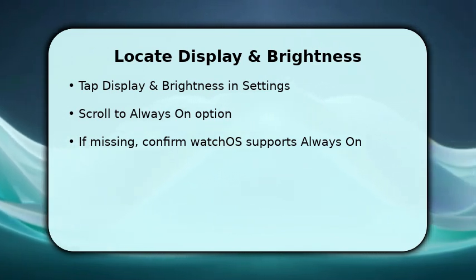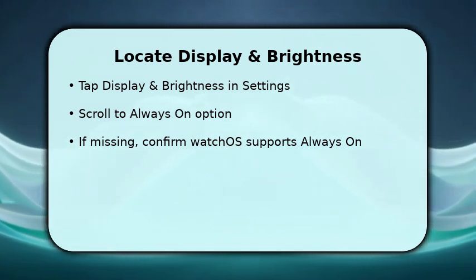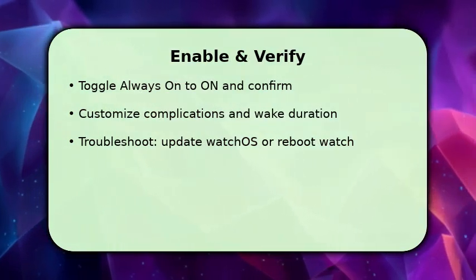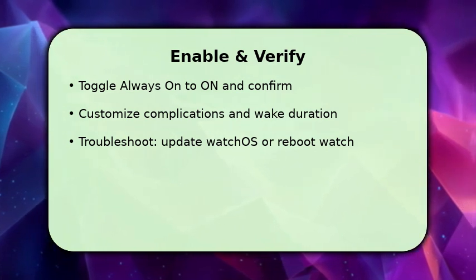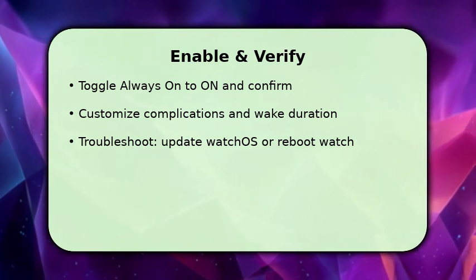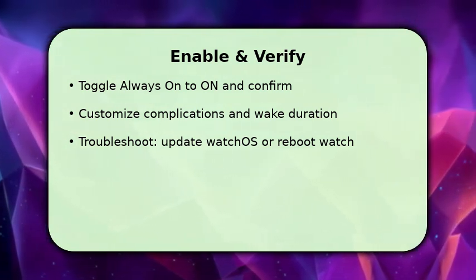Flip the Always On toggle to on and watch the screen behavior change. You'll notice dimmed but readable data when your arm is down. Then customize complications and wake duration to suit battery versus information needs. Once set, rest your arm and glance to verify persistence.